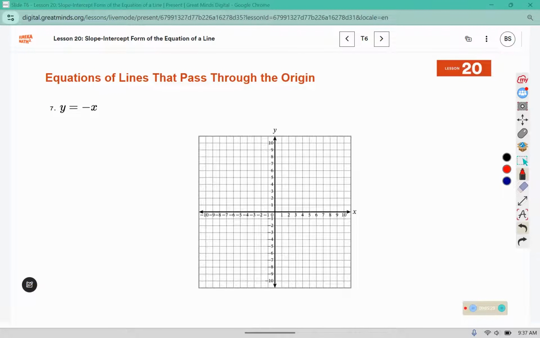This one starts at the origin again, because it's in that template, y equals kx. And the slope here is -1. There's an invisible 1 in front of that x. And remember that whole numbers have that invisible 1 underneath. So this is -1x. So we're going down 1 over 1, down 1 over 1, down 1 over 1.